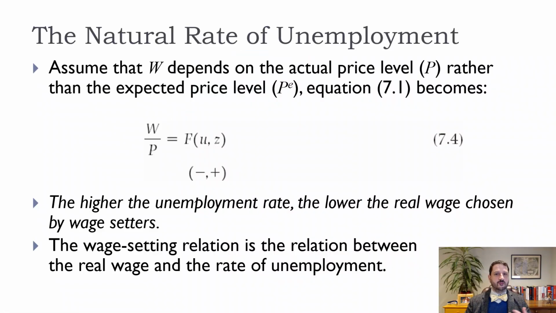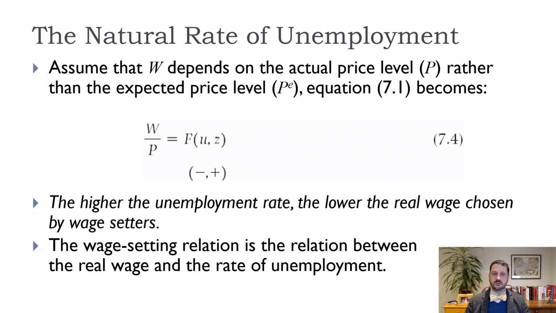Okay, so now in Chapter 7, what we have is sort of an understanding of the relationship between the unemployment rate and the wage and the overall price level. And so what we want to do is put them together into a macroeconomic model of the unemployment rate and how that's related to the price level.